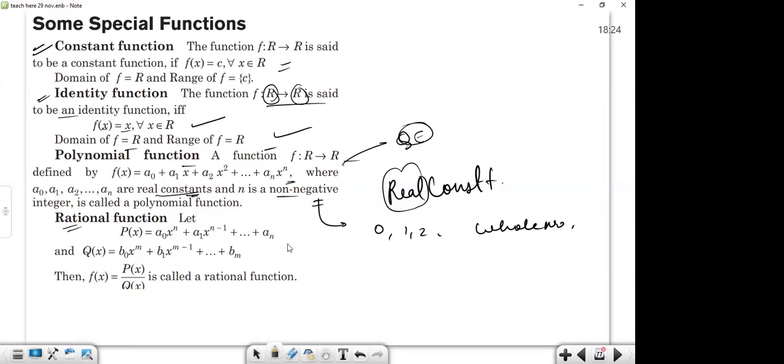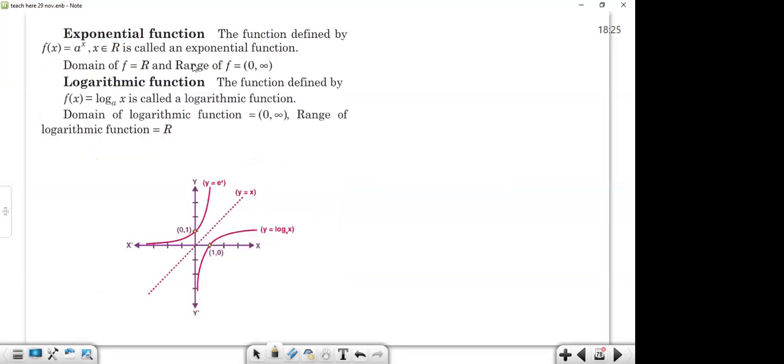Now discussing rational functions. p of x is a polynomial, and q of x is also a polynomial function, and if they are divided, it's called a rational function, and q of x must not be 0. Exponential function: the function defined by e raised to power x, x belonging to real numbers. The domain is real numbers, any real number can be put in, but the range is from 0 to infinity. An exponential function can never become negative, as you can also see from the graph.